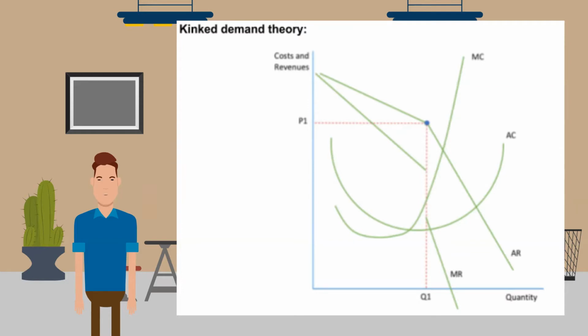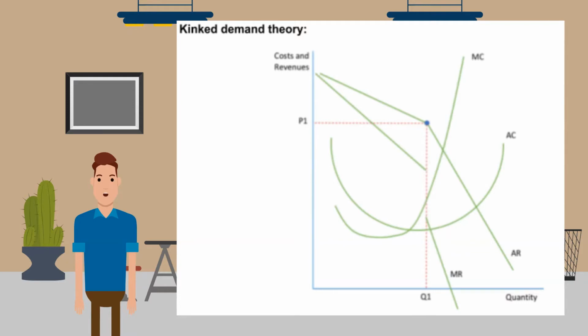Above P1 the curve is elastic, since competitors are offering lower prices, and below P1 the curve is inelastic, since other firms lower their prices too, so there is little difference in sales for the original firm. The result is a kink in demand. This kink in demand means that there is a gap in the marginal revenue curve, and so a rise or fall in costs or demand is likely to have no impact on price or output. Because of this, prices in oligopolistic markets tend to be stable.